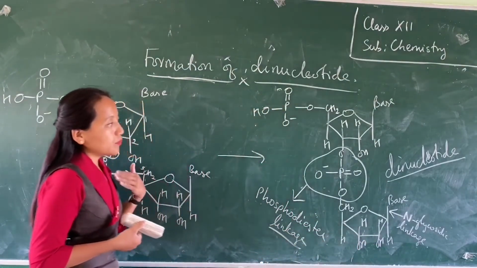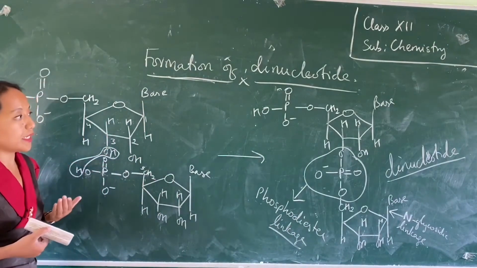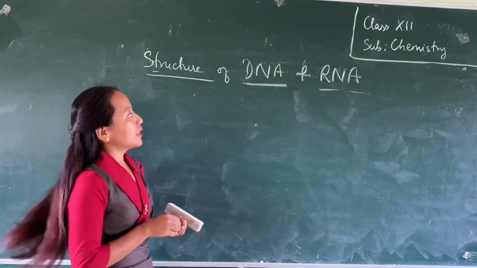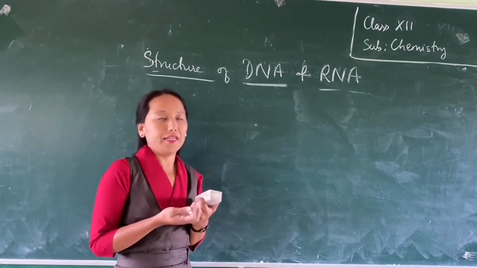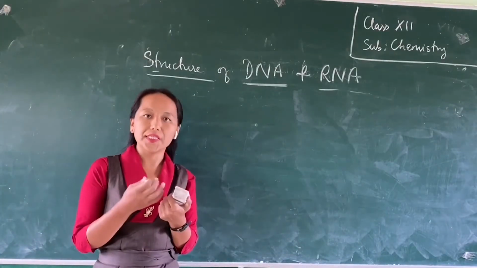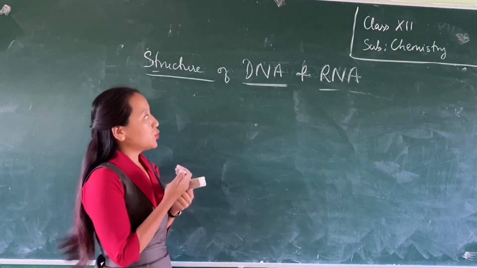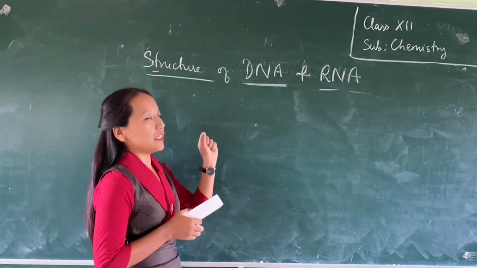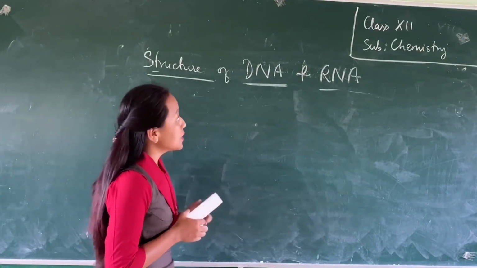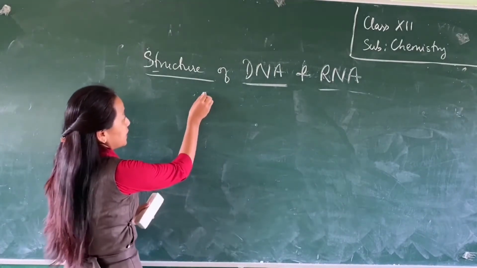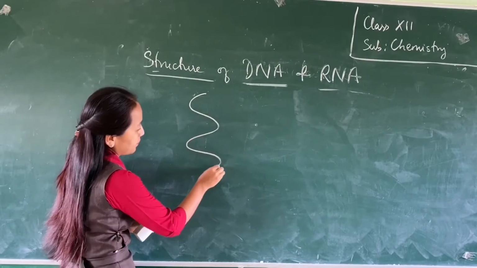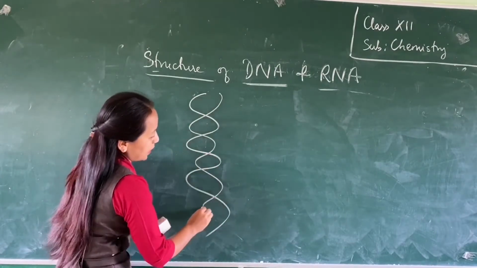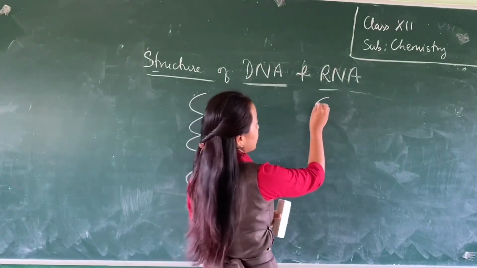So now let's move to the next topic, that is the structure of DNA and RNA. Coming to the structure of DNA and RNA, which we are not going to study in detail, we are going to learn the basic differences between the structure of DNA and RNA. In the case of DNA, it has a double-stranded helical structure, whereas in the case of RNA, it is just a single strand.